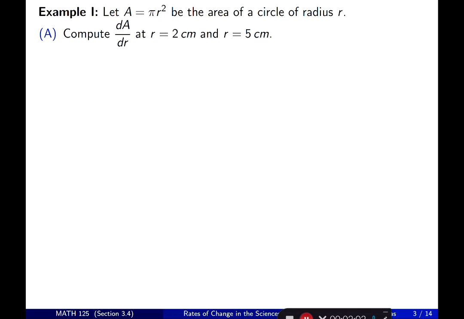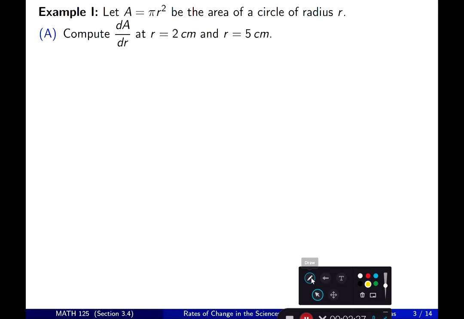Example 1. Let A equal pi r squared be the area of a circle of radius r. Compute dA over dr, the derivative of A with respect to r, at r equals 2 centimeters and r equals 5 centimeters. So how do we take the derivative here? The function is a function of r, right? A of r is pi r squared.